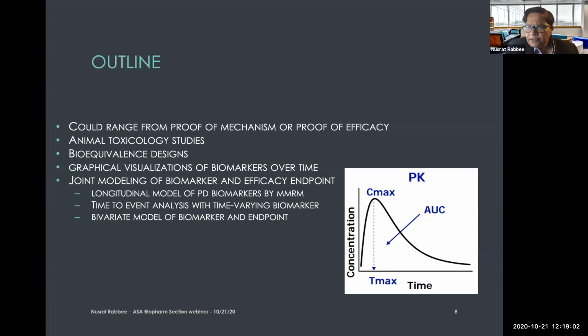We may be called in to help study them in animal toxicology studies. We may be called to design bioequivalence studies. We have to help visualize the biomarkers over time. And one of the things that I'm very interested in is joint modeling of the biomarker and the efficacy endpoint.